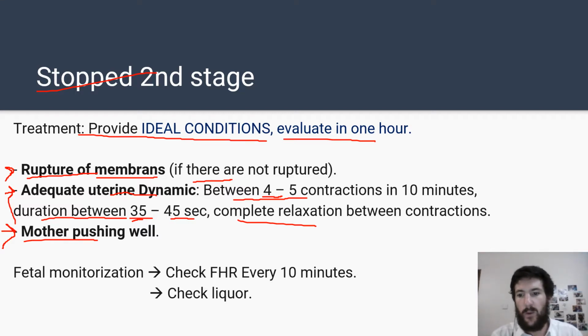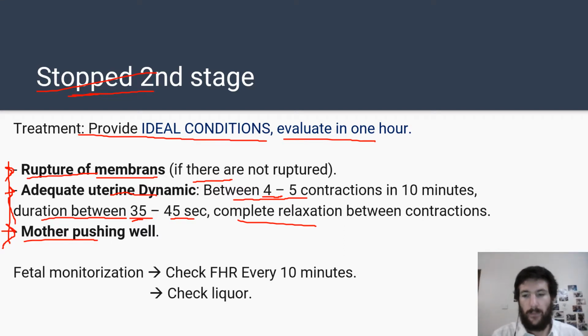If the mother cannot push because, for example, of any cerebral disease, malformation, or maybe detachment of the retina in the eye, or the mother is exhausted, or she is not pushing because she is non-conscious or anything, we cannot diagnose stopped second stage because we don't have all the ideal conditions. And we also cannot treat the stopped second stage. So we need these three conditions to treat the stopped second stage.